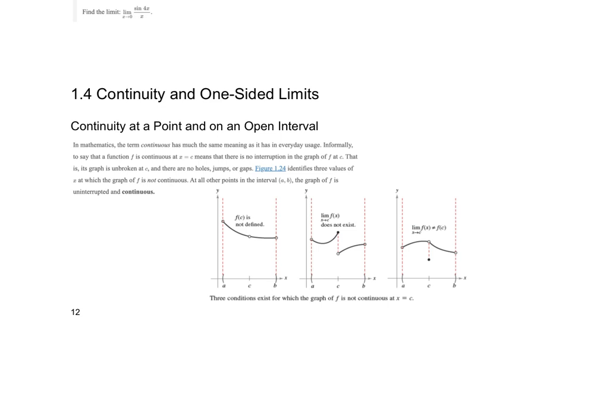So section 1.4, continuity and one-sided limits. Let's first look at continuity at a point and on an open interval. At a point just means, here's a function. Is this function continuous at this point? And open interval means we have an open interval of x values, and is this function continuous everywhere along that open interval?